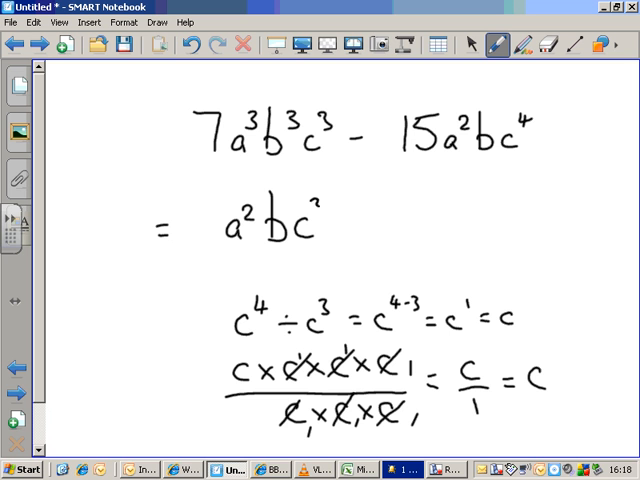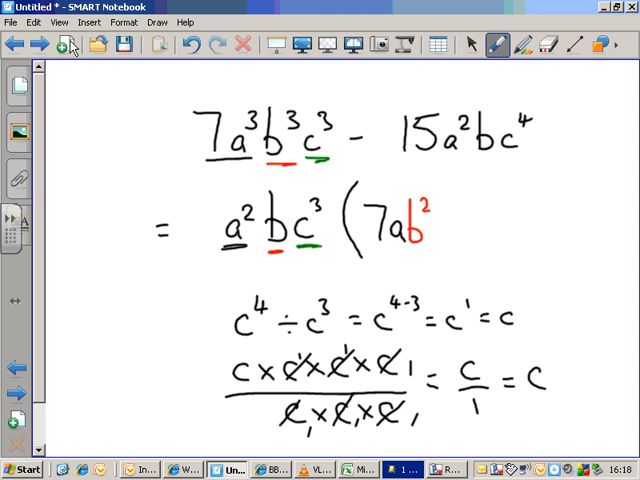c cubed goes into c cubed, and c cubed goes into c to the power of 4. So on the left-hand side, 5a cubed divided by a squared is 5a, because a cubed divided by a squared is a. b cubed divided by b is b squared, and c cubed divided by c cubed, something divided by itself is always 1, isn't it? So 5ab squared times 1 is just 5ab squared.